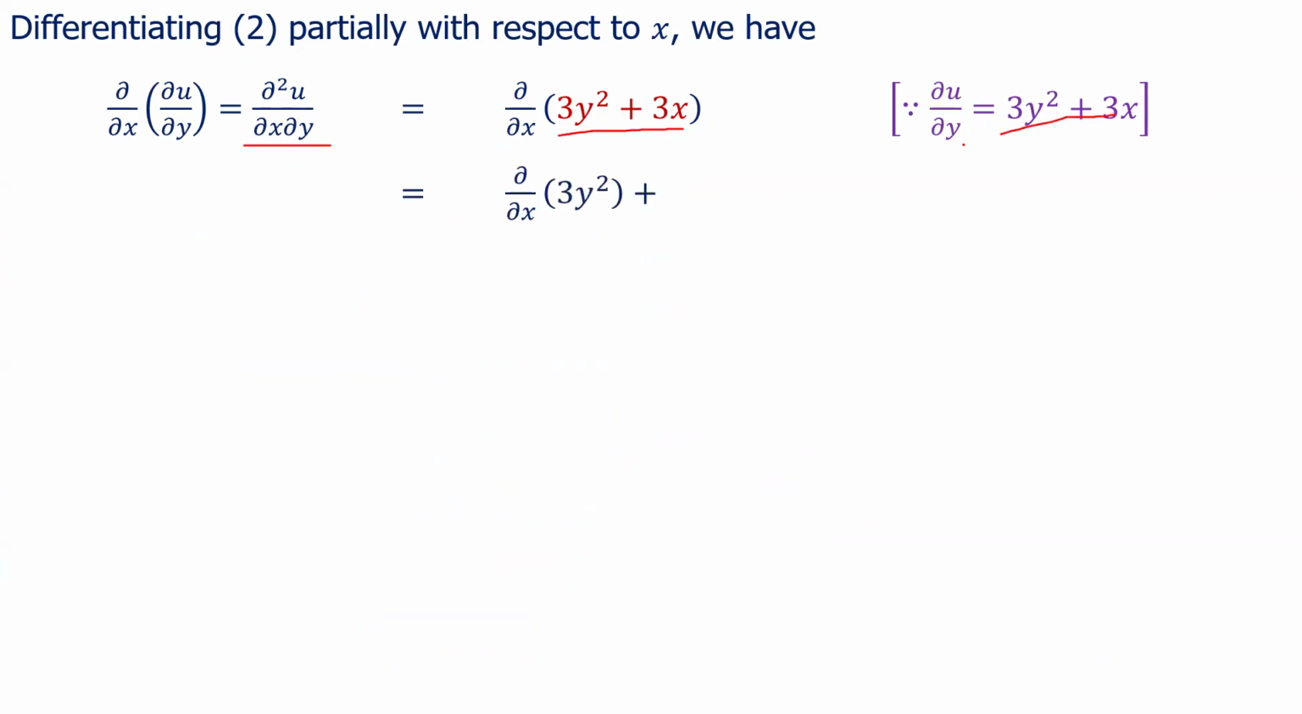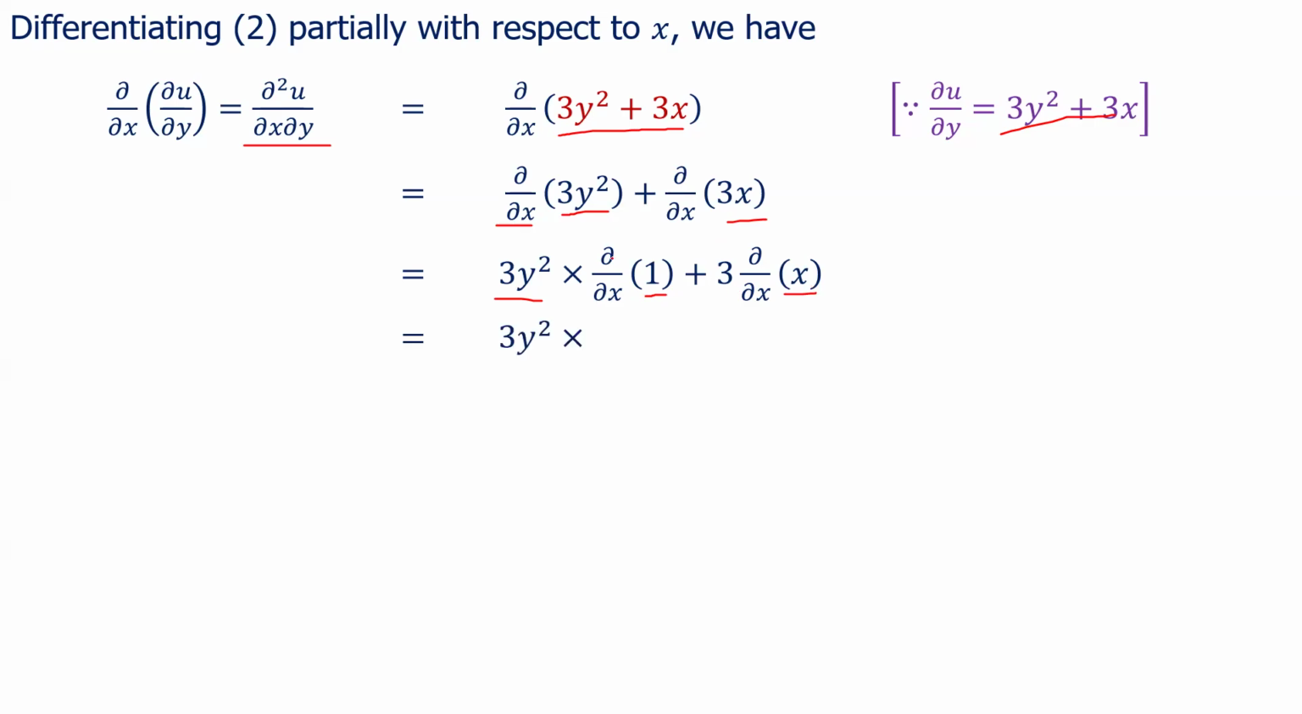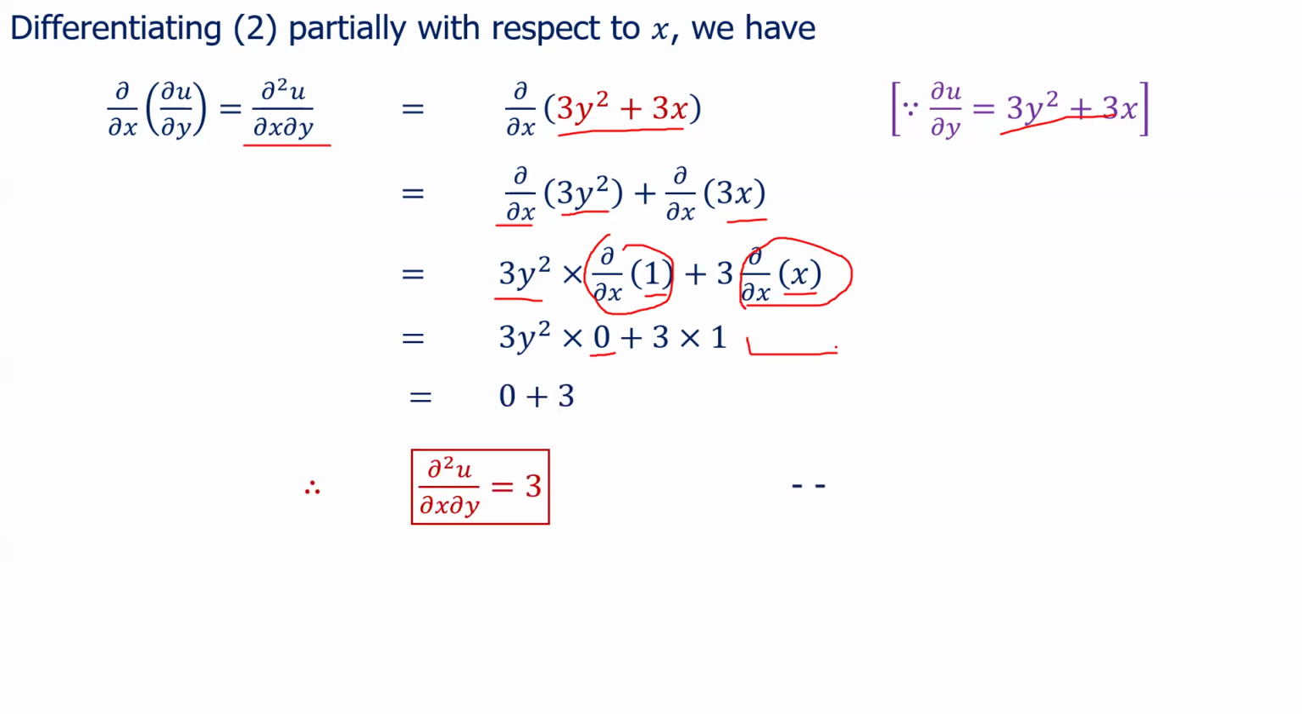Let us again separate the terms. Partial derivative of 3y square with respect to x, partial derivative of 3x with respect to x. 3y square can be taken outside because this is constant with respect to x, and 1 is remaining over here. And if we take 3 outside from here, the x is remaining. The partial derivative of 1 with respect to x is nothing but 0, and the partial derivative of x with respect to x is equal to 1. So the answer is 3. Hence, del 2u del x del y is equal to 3. This is the desired answer of the given question. Thank you.